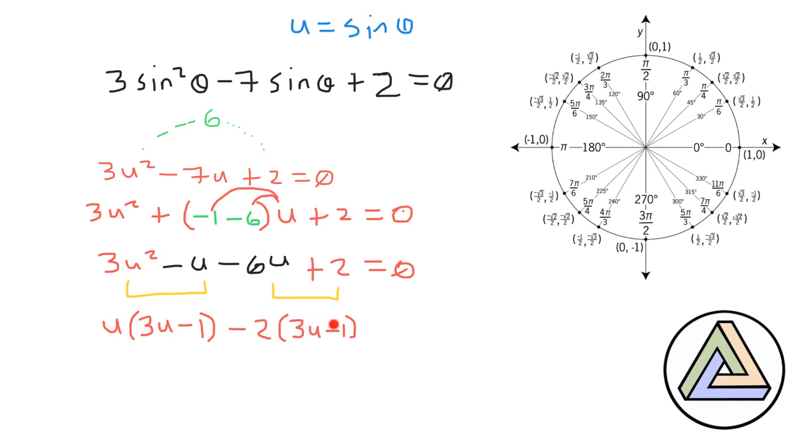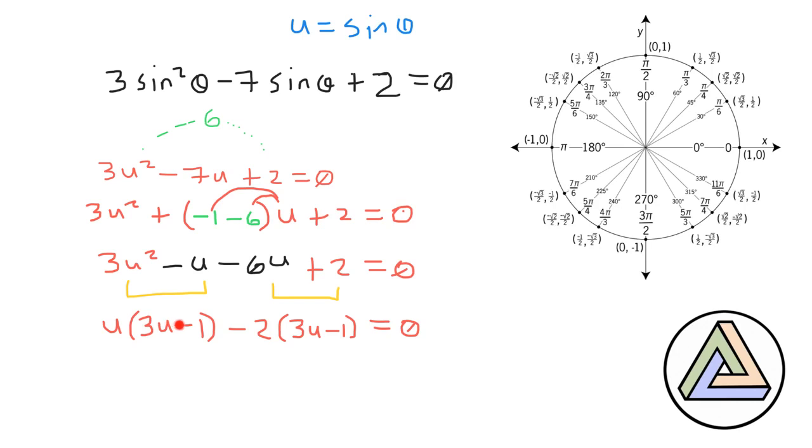And then you could ask yourself, what times 3u would give me negative 6u? Well, that would be a negative 2. Now, you could always double check: negative 2 times this, negative 2 times that, and you would indeed get this again. So hopefully that's clear. Rewind it if it's not. And then it sets up a situation where you have this minus this equals 0.